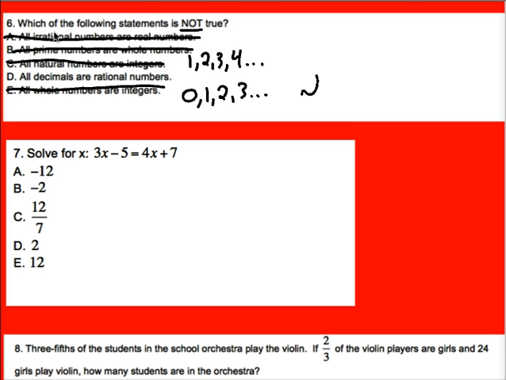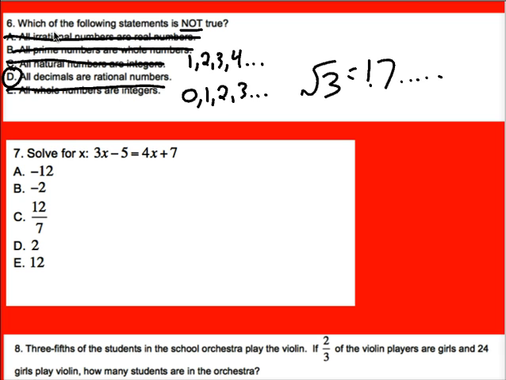So would you agree? The square root of 3, that creates a decimal. 1.7, blah, blah, blah, keeps going on. So it creates a decimal. However, that is not rational. Remember, it can't be written as a fraction. And therefore, that is going to be our answer. There are decimals that are not rational.